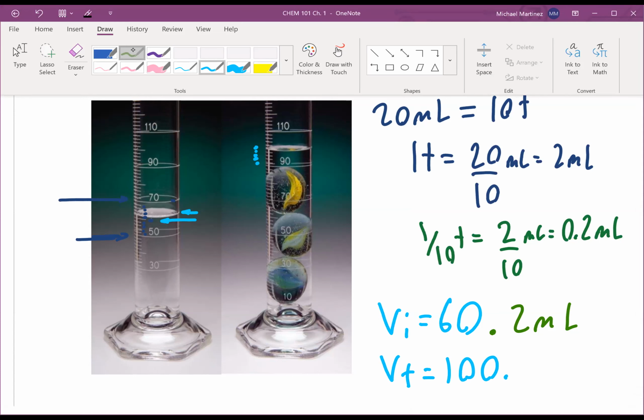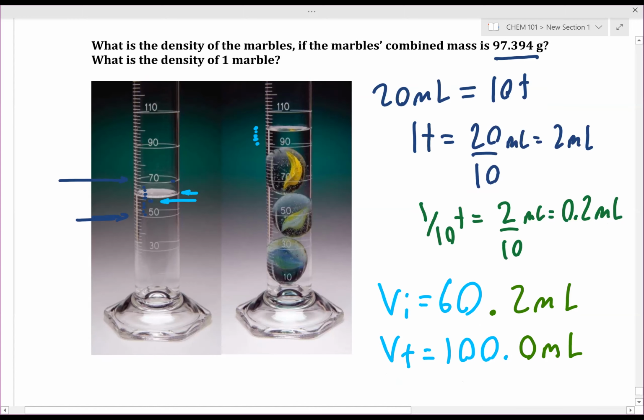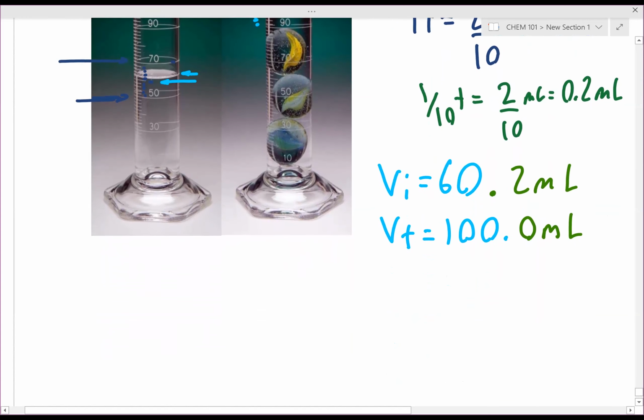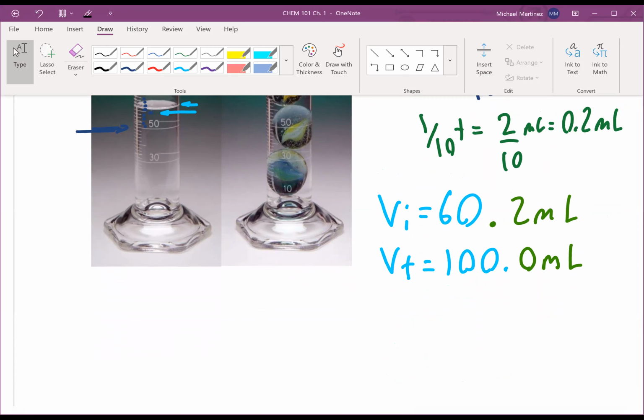0.0, sure. It's not quite on the line, but it's within reasonable error. So if you're really close to a line, sometimes there's a small variation in one of the certain digits. Okay, we have our two volume readings. Now all we have to do is take the difference in order to figure out the volume of our marbles. So let's do just that.